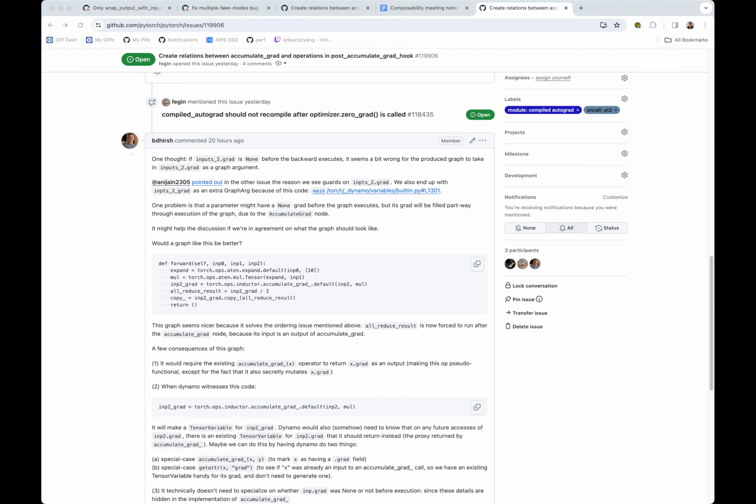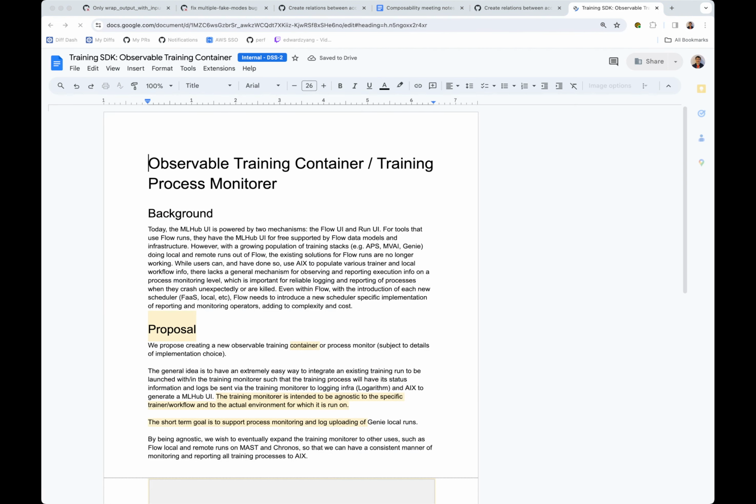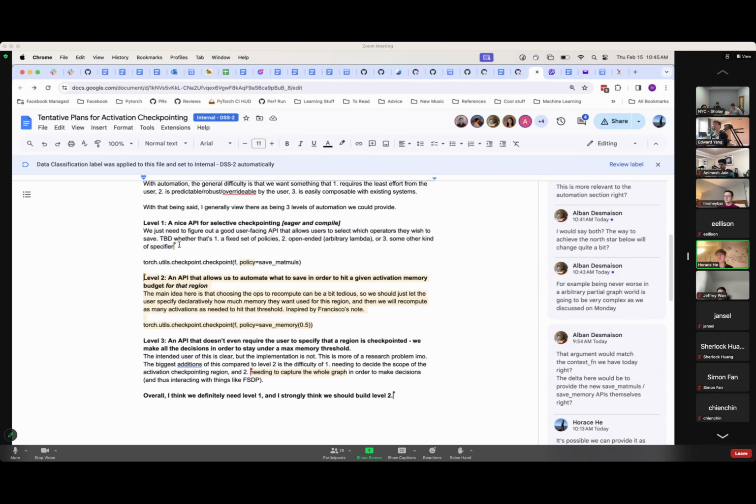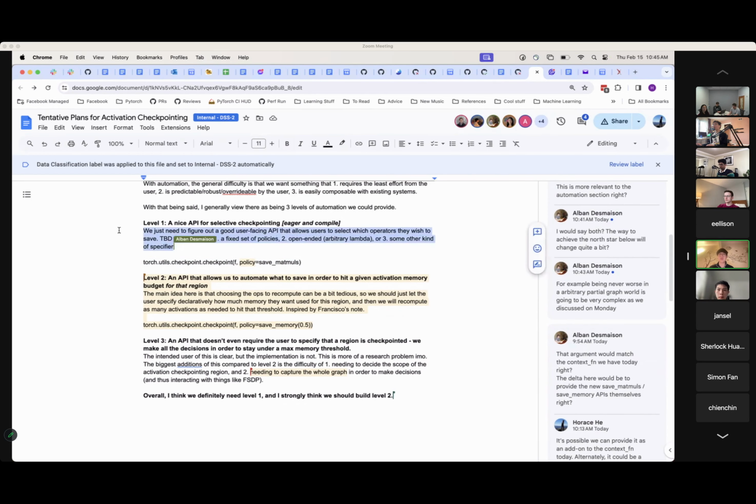There is a design discussion about how exactly this looks. Do we provide a fixed set of policies? Do we provide some kind of open-ended Lambda function that people modify, or some other kind of specifier? In particular, part of the issue here is that we want to be able to do things like, you have 3 linear layers, and you want to be able to specify, I want to recompute 1 and 3, but not 2. And so it's not necessarily clear how this API should be specified.